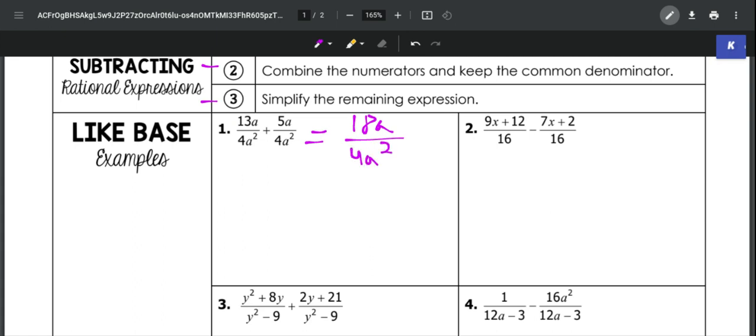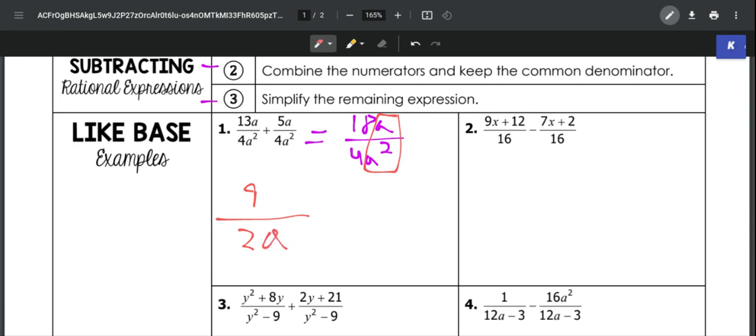Now we have to simplify this, and we would just do that with our rules for exponents. So we've got 18 divided by 4 here. That's going to reduce to 9 over 2. Then we've got a over a squared, which is the same thing as saying a to the first divided by a to the second. So we subtract our exponents when we divide.